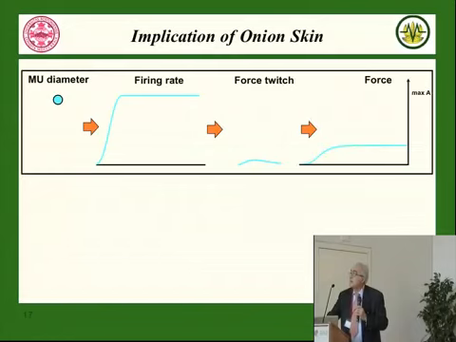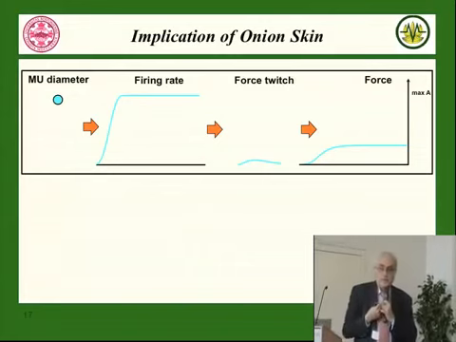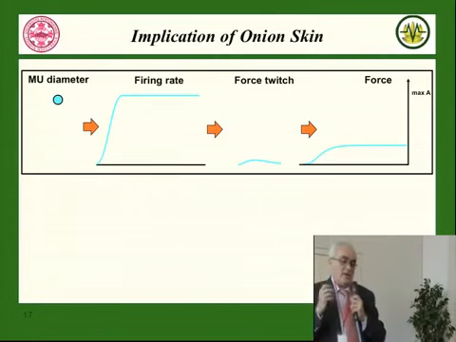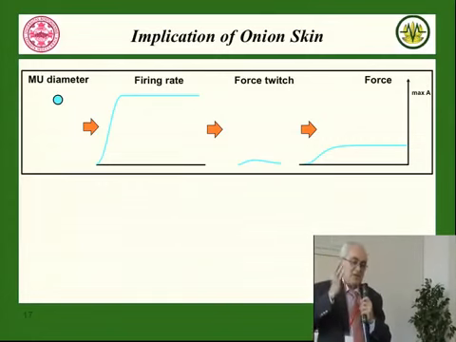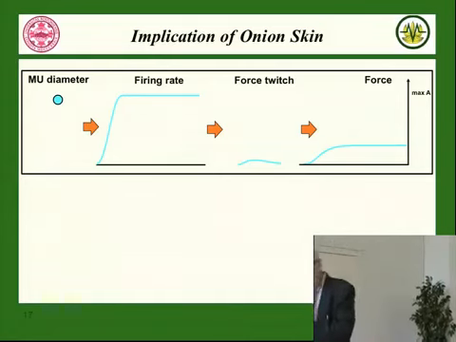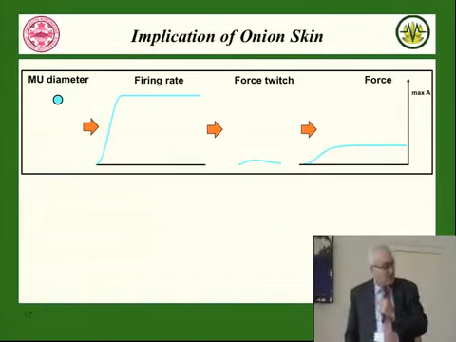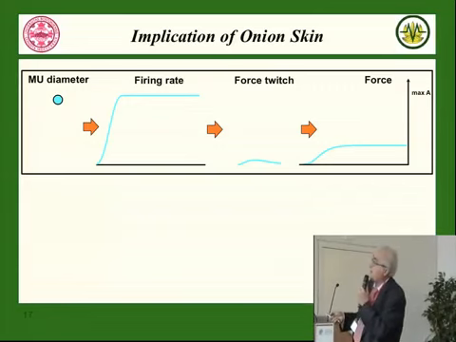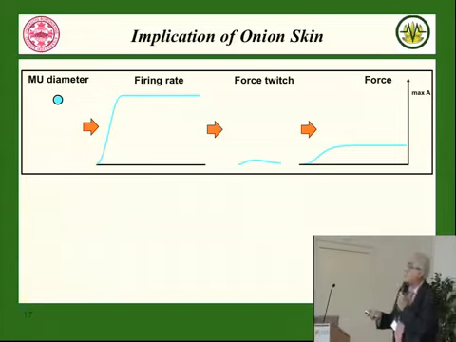Now, let me just summarize this stuff vis-a-vis what the previous dogma was. We call our findings the fine rate spectrum, the onion skin principle, because if you ever peel an onion, you just keep going and going, and the inside layer gets smaller and smaller. That says that small diameter motor units have high fine rates, low force twitches, and they produce low-level forces, but smooth.